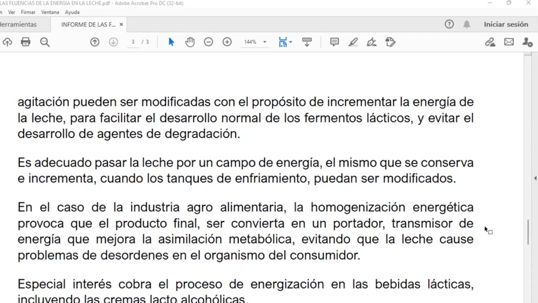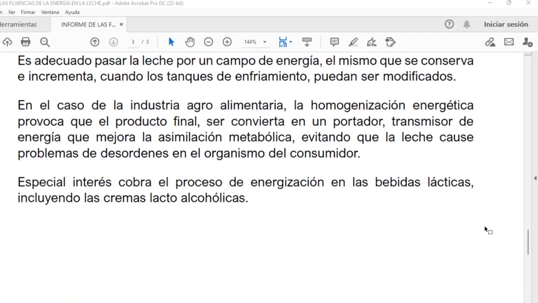Recommendations. Ideally, milk should be natural and processed in the industry without resorting to chemical preservatives. Milk cooling tanks should correspond to improved geometric design and appropriate materials. Therefore, stirring paddles can be modified to increase milk energy to facilitate the normal development of lactic ferments and prevent the development of degradation agents.